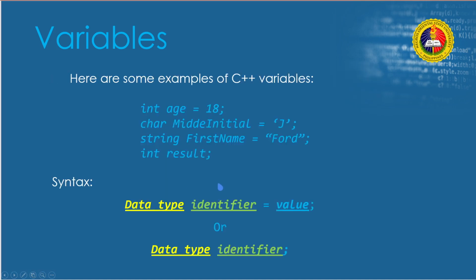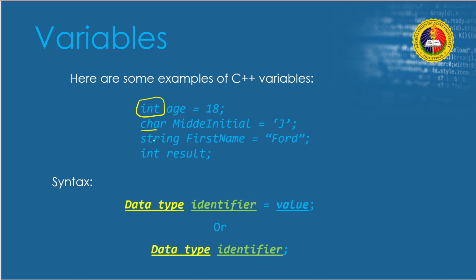Okay, so how do we write a variable? That's very important. Unsa na to pagsulat of variable. So here are some other examples of C++ variables. So we have int, so obviously nakakita na tag int nina, and then age is 18. Then we have char middle initial is equals to J, and then string first name is equals to Ford, and then int result. So these are examples of C++ variables.